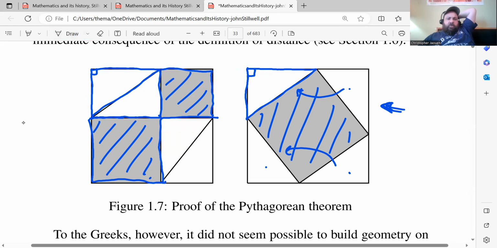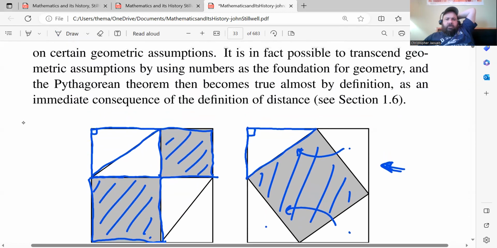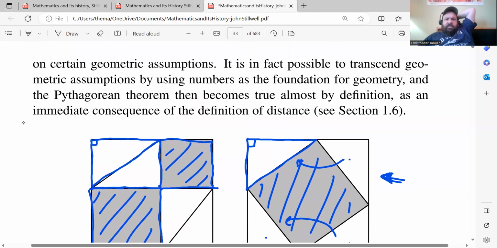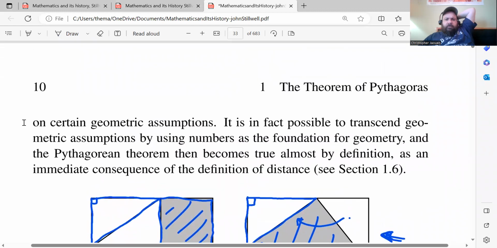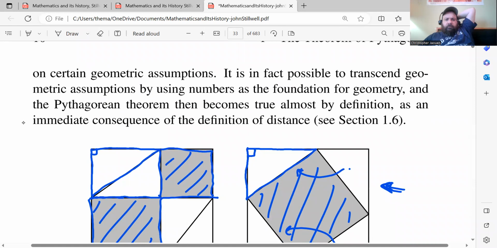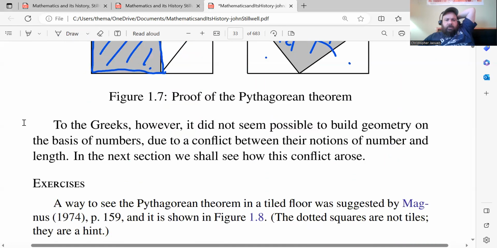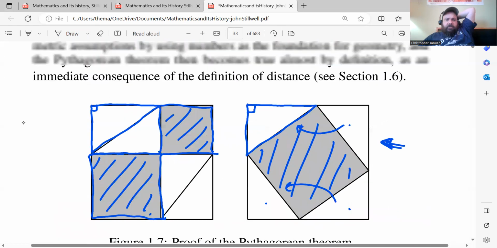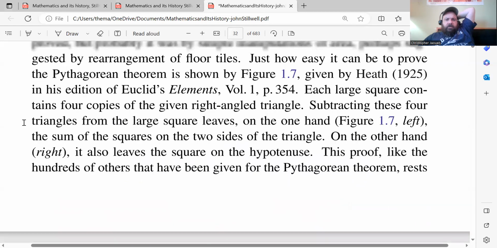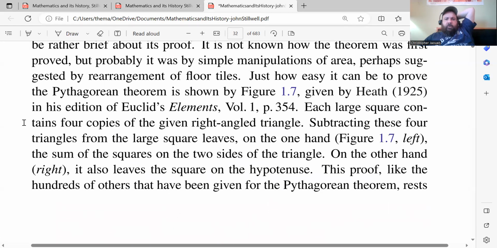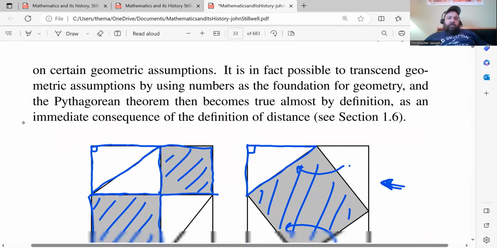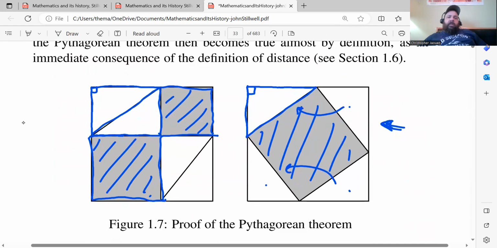Does he say in the book where this one comes from? I think he says this one is in Heath or something. Where does he say that? Yeah, here, figure 1.7, given by Heath's edition of Euclid's Elements, which I've talked about in a previous video in this series. So you can see this visual proof there.